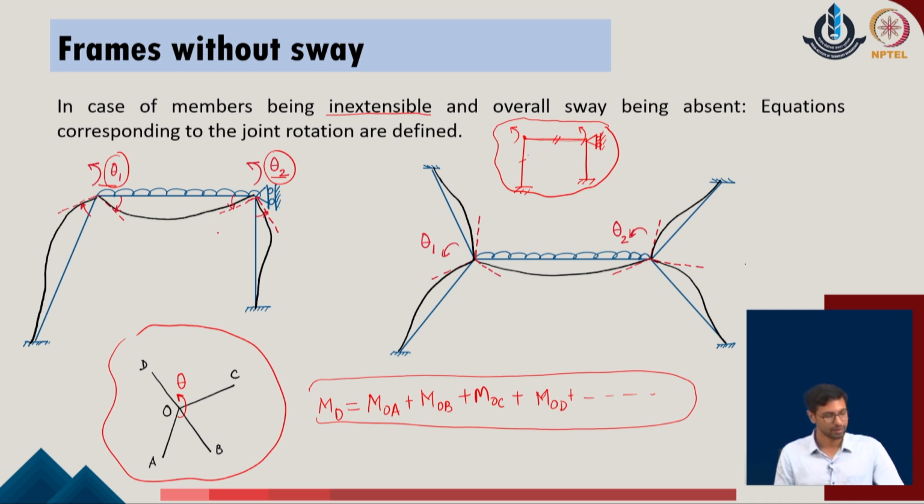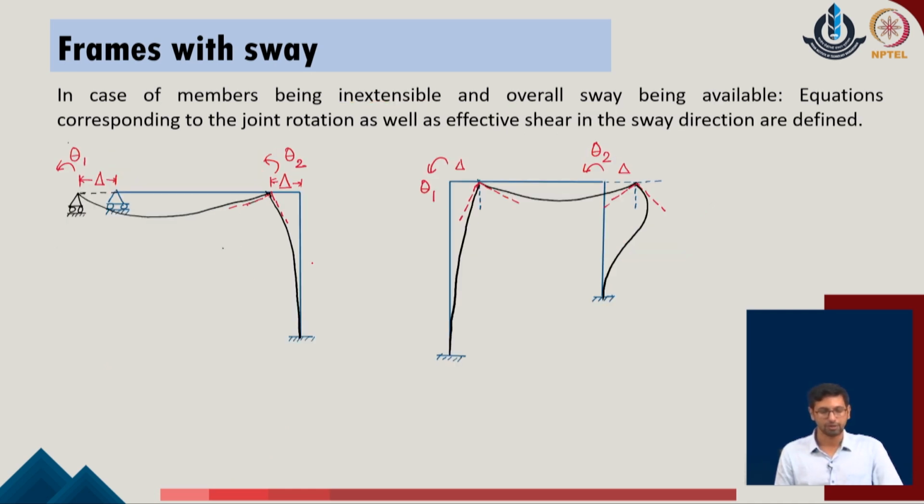Now, we move to the second case in which we do not restrain the translations in the lateral direction, and in those cases, as the members are inextensible, at least one independent translation in the horizontal direction, or in the sway direction, could be possible. We have just shown a few examples.